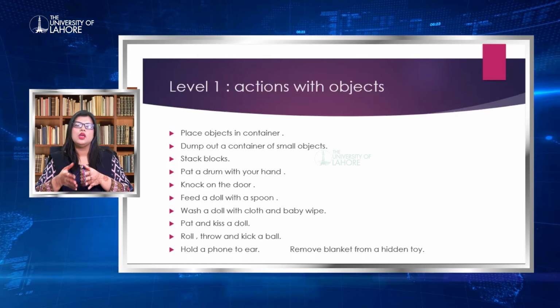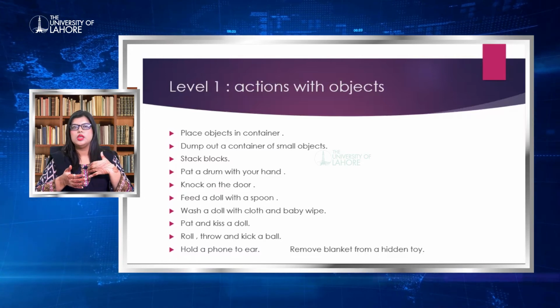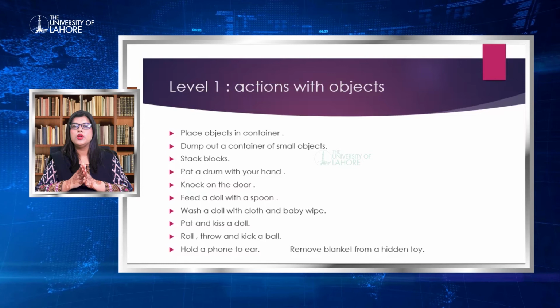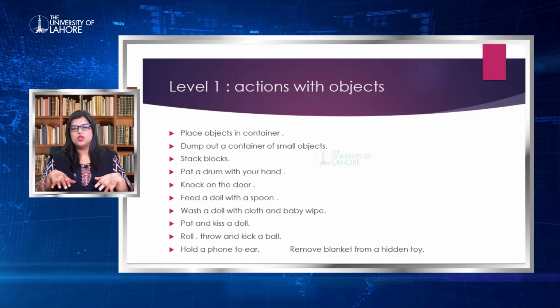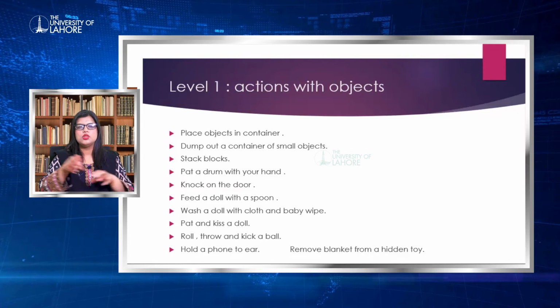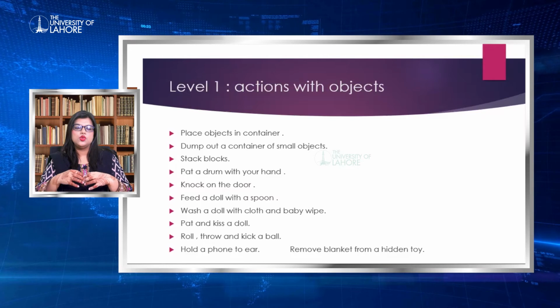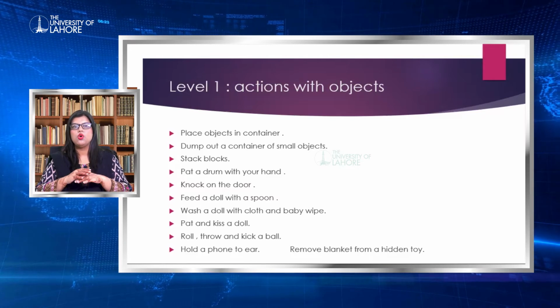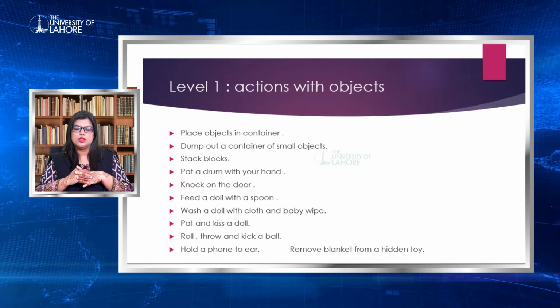So we have to teach these kinds of actions to the child if you're planning for speech and language therapy. If you have a phone, does the child put the phone to his ear or not? Another very important thing in this level is this: if you put a blanket over a toy, does the child remove the blanket from the hidden toy? Does he have this cognition that he has to find what is beneath the blanket? So all these things come in level 1, which is actions with objects.